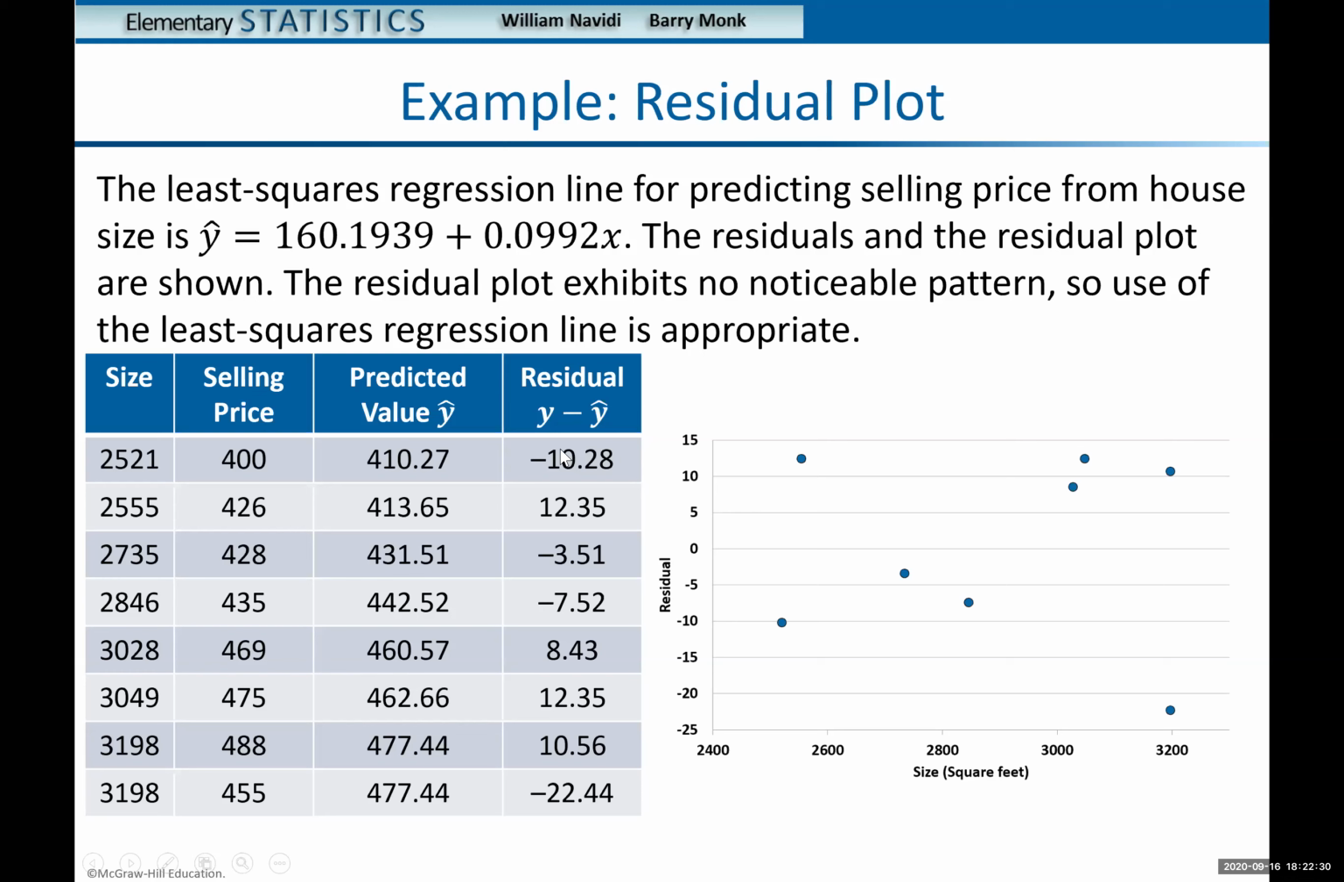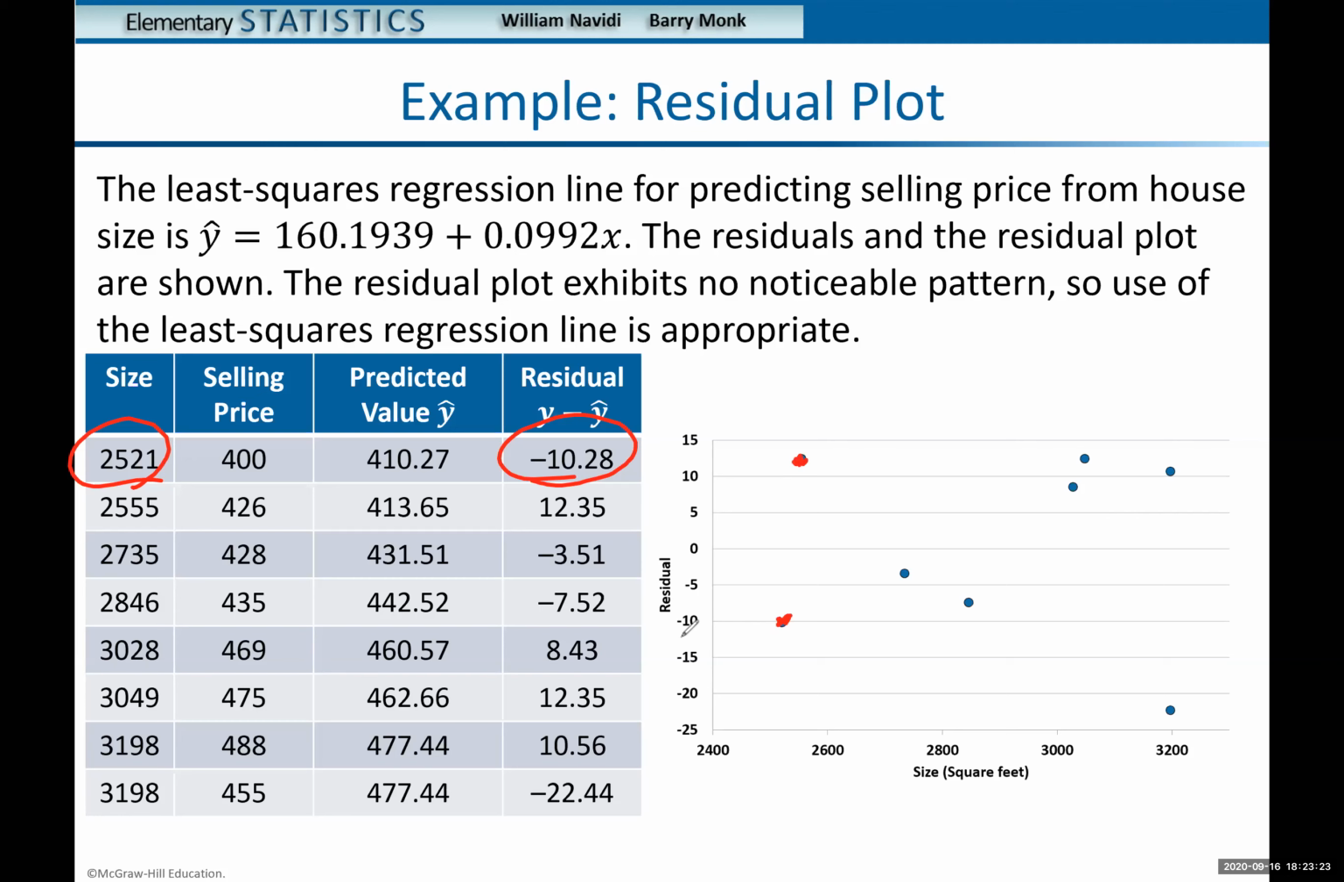So look at the first one, negative 10.28. When you subtract 400 minus 410.27, it's approximately negative 10.28. And if you graph that, you have 25, 21, which is the size, and the residual is negative 10.28. So from 0, that's why you have it here. Below 0 is a negative. Next 12, 255, when you get the difference between the two is 12.35. So that's why you have this point, and so on and so forth.